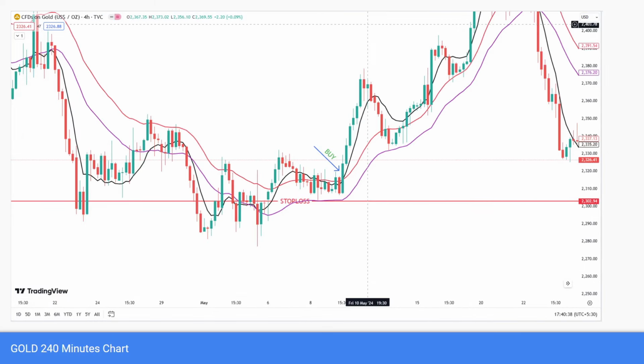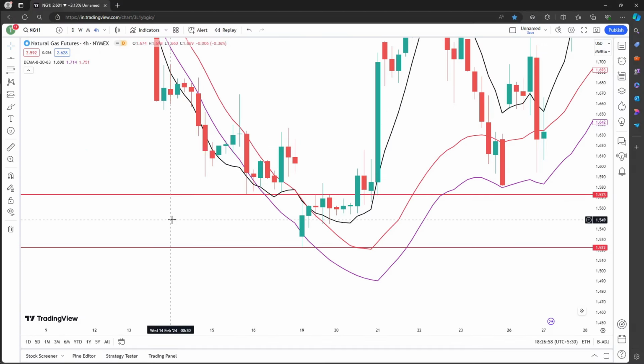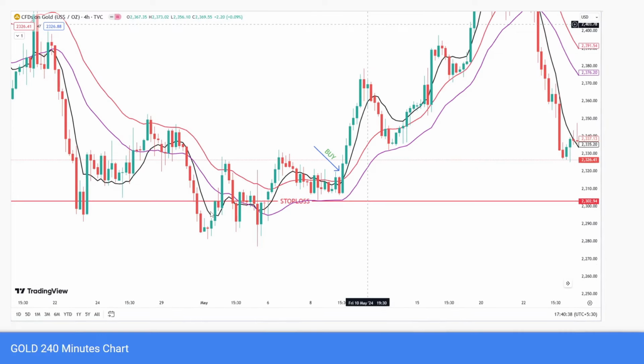Next, it is working on gold also, on the 4 hour time frame. I am buying once the crossover has happened and I have placed the stop loss at the swing low, and it has actually gone well. From here, around 2310 or 2320, it has gone till 2380, and still, what is the exit criteria which has been told here?